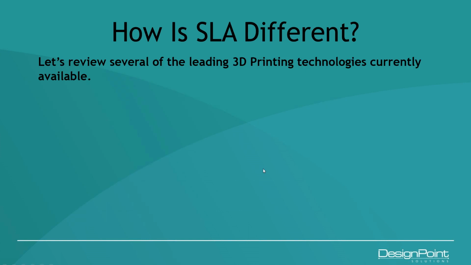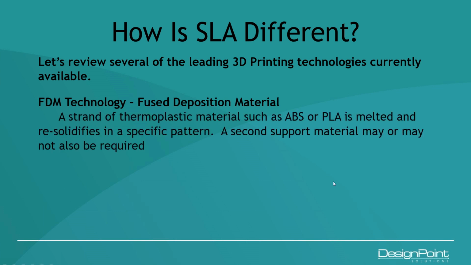So let's review several of the leading printing technologies that are currently available so we can draw some comparisons to SLA. There's FDM technology, which stands for fused deposition modeling, and people are becoming more and more familiar with FDM technology, especially as more of these desktop units become available. Basically, a strand of thermoplastic material such as ABS or PLA is melted and resolidified in a particular pattern. A second support material may or may not also be required.